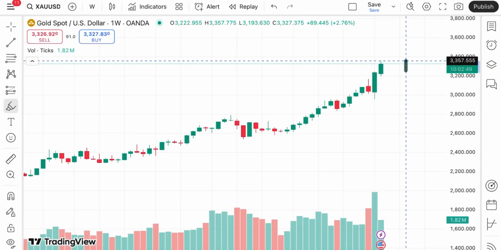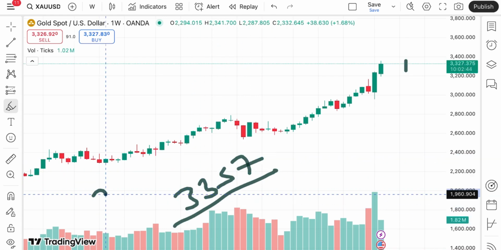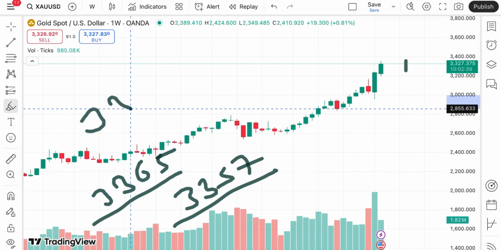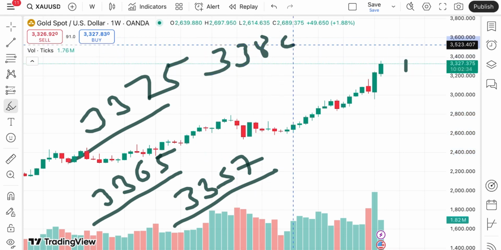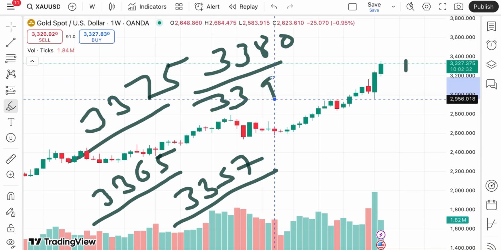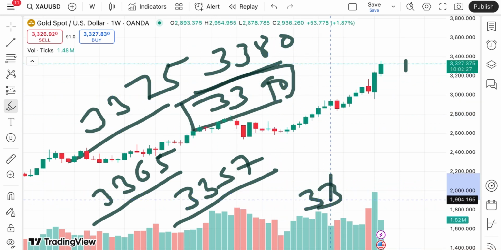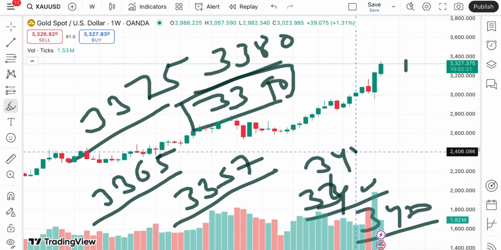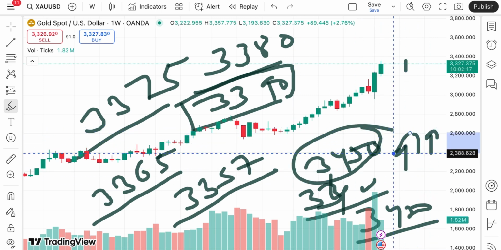Suppose the price sustains this level, the probability of touching a level of 33.57 will be there, and if that sustains, we can see a level of 33.65. Once the price moves over this level, the probability of touching 33.75 will be there, then a level of 33.80, and from there 33.90. Once the price moves above that level, a chance of touching 34.00 we can see, then 34.20, then around 34.50, and if that sustains, a further upside we can see.